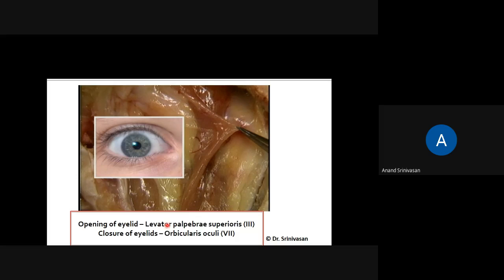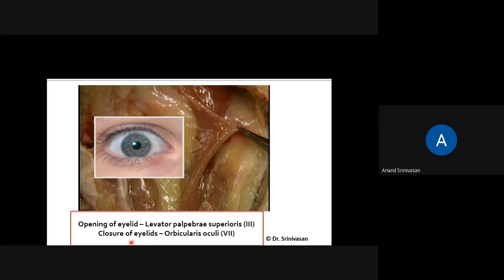So the main action of levator palpebrae superioris is opening of the eyelid. Okay, so the opening of the eyelid is by the levator palpebrae superioris. Okay, and it's supplied by the third cranial nerve, which is the oculomotor nerve.